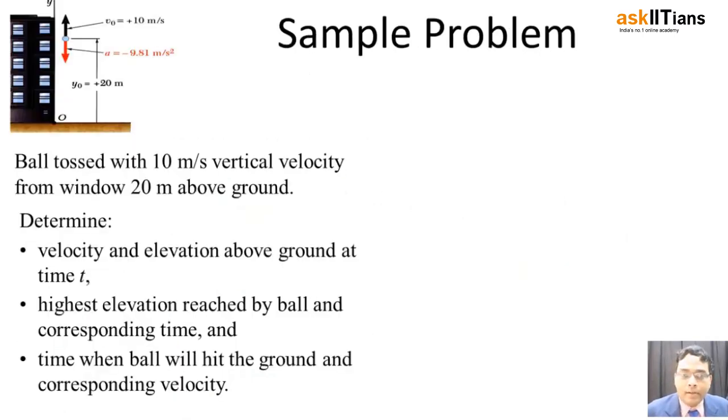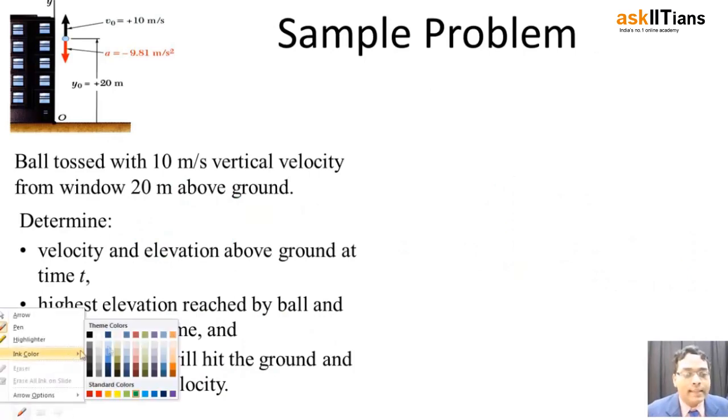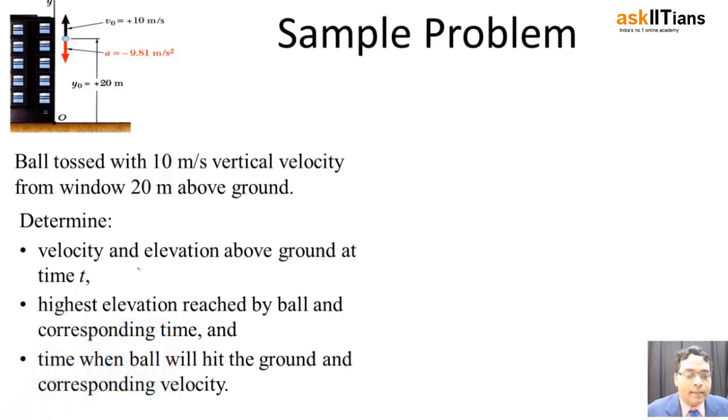Hopefully this made sense. Now let's try to do it in the form of an example. Let's say a ball is tossed with 10 meter per second vertical velocity from a window 20 meter high. So let's say it is being tossed from here in an upward direction. You need to determine the velocity and elevation above the ground at a time t, the highest elevation that is reached by the ball, and the corresponding time when the ball will hit the ground and the corresponding velocity.